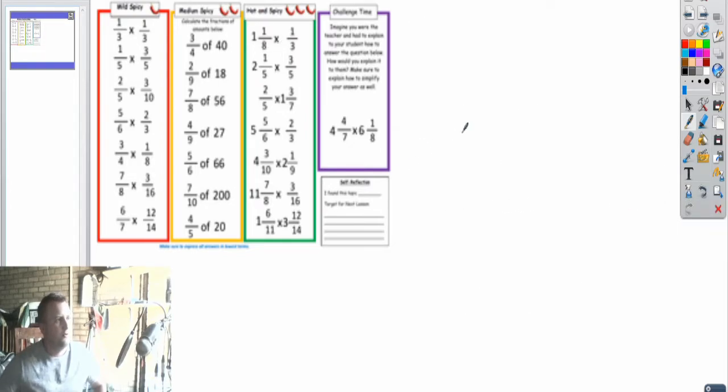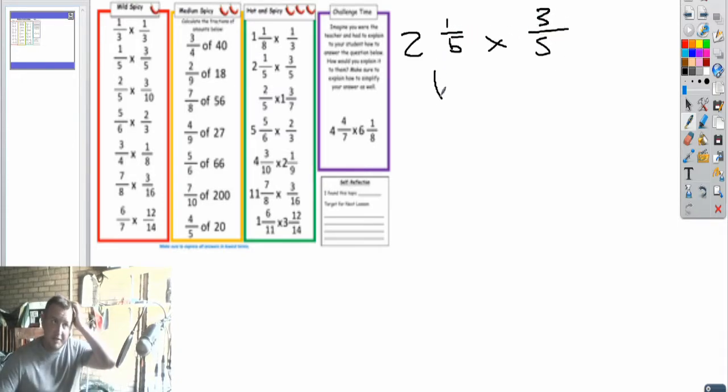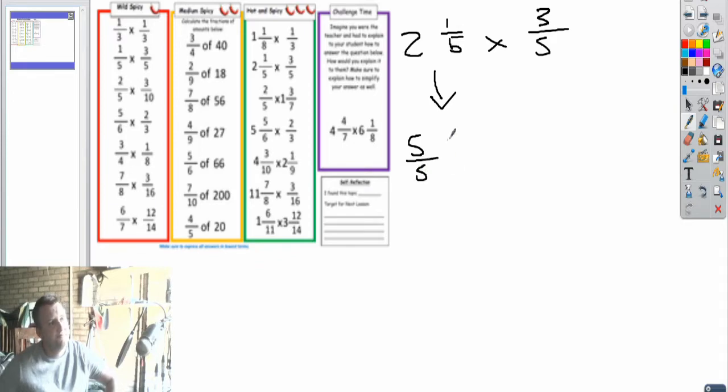Don't worry, we'll go through 4. 2 and 1/5 times 3/5. Change this one over here first. You have to change it first. I've got 2 5 over 5s, and I've got a 1 over 5. Just add those top numbers up. You've got 11 over 5. So that is equal to 11 over 5.